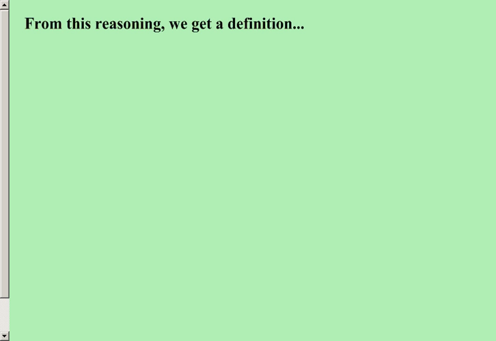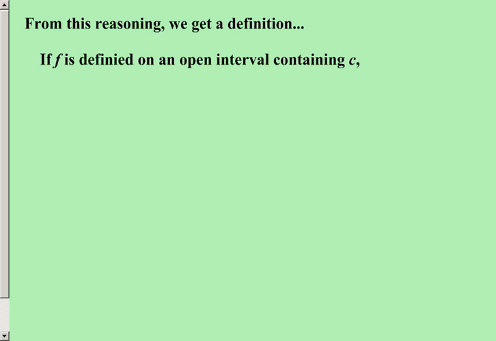Don't decide whether something is easy or hard by looking at the formula or by looking at the definition. Learn to apply it to particular situations, and then you can make your determinations as to whether you believe something is easy or difficult. Okay, so let's say we're looking at some function f, and f is defined upon an open interval containing some arbitrary value c.